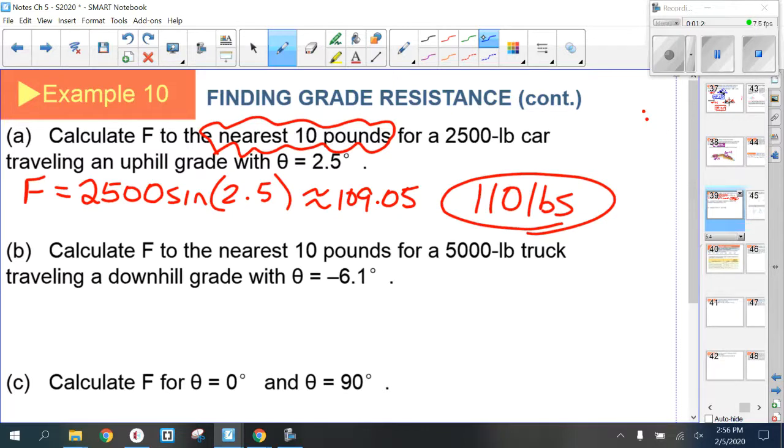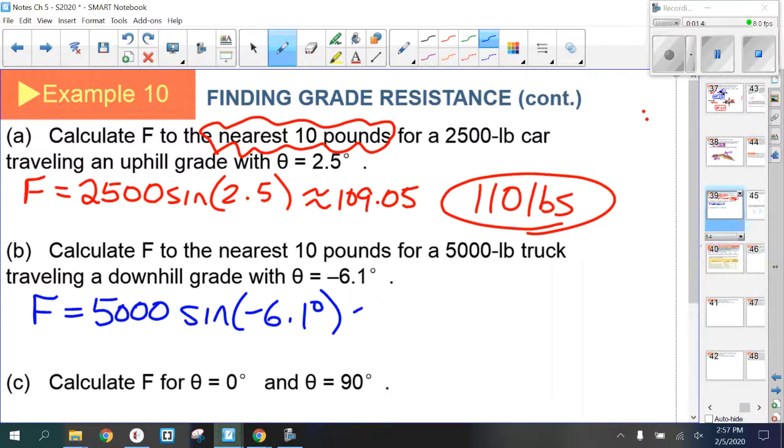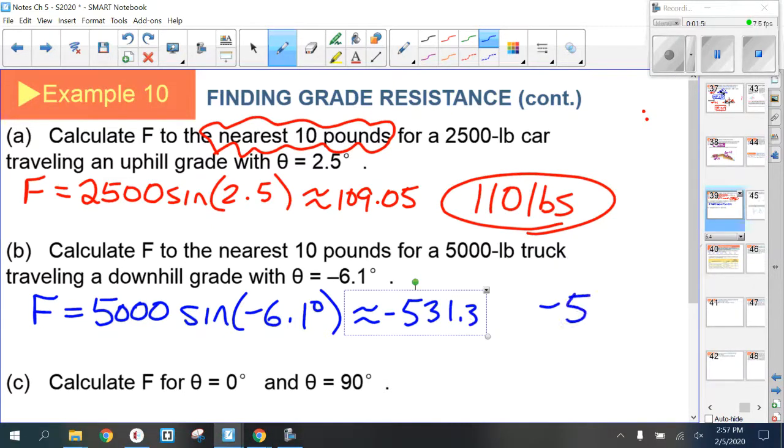Part B is the same thing, really. It's just going downhill now. It's a different weight, 5,000 pounds, and it's going downhill this time, but it's just a plug and chug question. Negative 531.3. Or rounding off, that's negative 530 pounds.